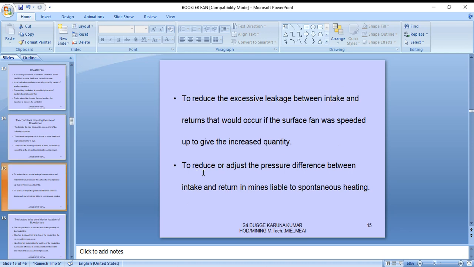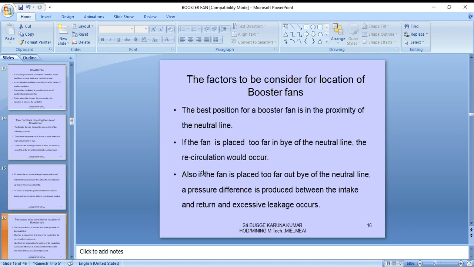To reduce the excessive leakage between intake and return that would occur if the surface fan was speeded up to give the increased quantity. To reduce or adjust the pressure difference between intake and return of the mine liable to spontaneous heating. So these are the factors. Then we come to what are the factors to be considered for location of booster fans.